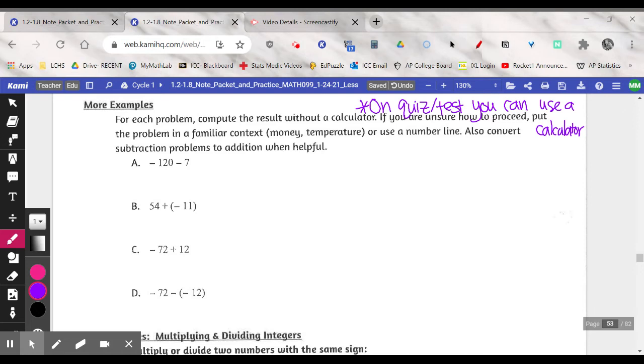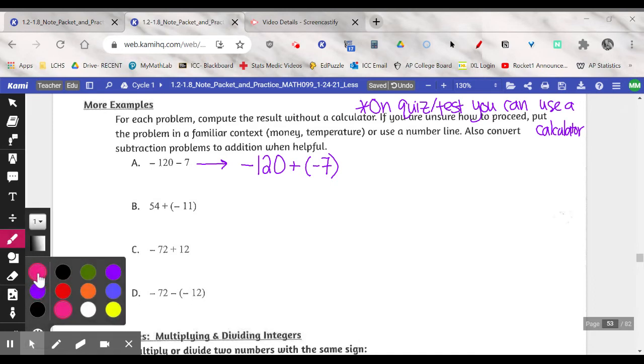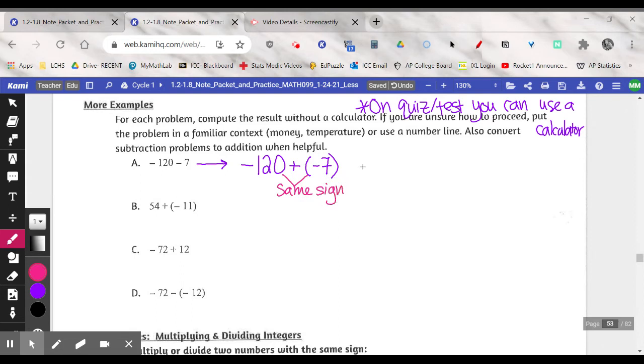So for letter A, we have negative 120 minus 7. So I'm first going to change this to addition. So I'm going to rewrite this as negative 120, and I'm going to add a negative 7. Okay, so now we have our addition problem that we can use. So based on addition, these are the same sign. They are both negative. So I'm going to add the sizes together, and I get 127. And I'm going to keep the original sign, which was negative. So my answer is negative 127.